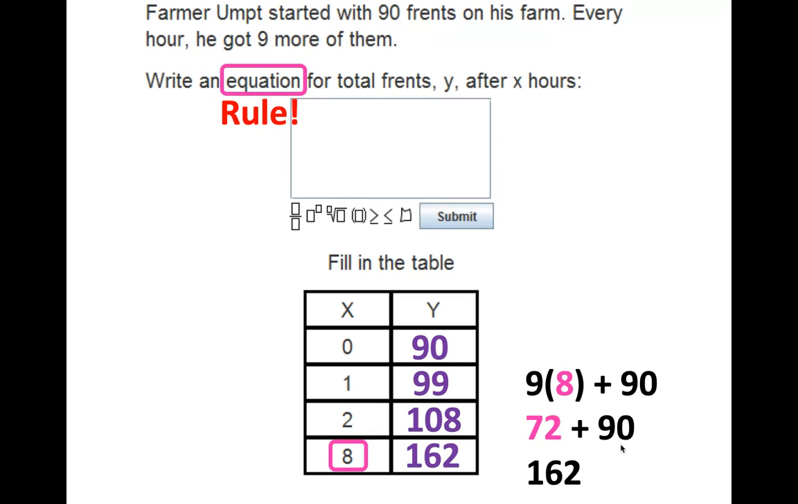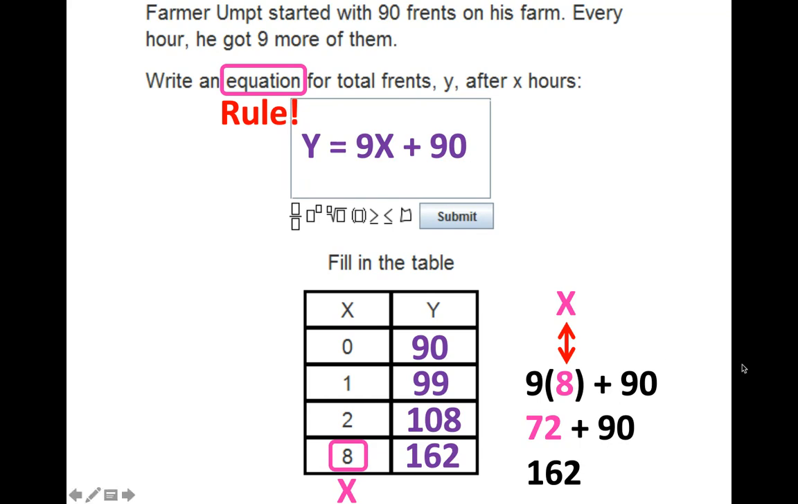Now, we're taking the hours, X, multiplying it by 9, adding that to 90, and that's what Y equals. So every rule is going to start off with Y equals. We're always going to have our rule with these types of problems starting off with Y equals. And then we've got our every hour or every day or every week kind of thing. And so every hour, we're adding 9 more, right? So take that, 9 times X.